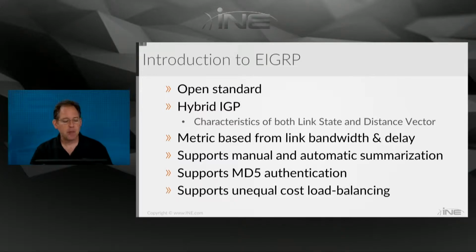And EIGRP supports unequal cost load balancing. This is the one thing that makes EIGRP unique from all of the other routing protocols. So imagine this for a moment. Let's take RIP as an example. Let's say that I'm a router connected to you, and I sent you a RIP route saying to get to the 90 network, it's a hop count of 3. That's what I send you. To get to the 90 network through me, it's a hop count of 3.